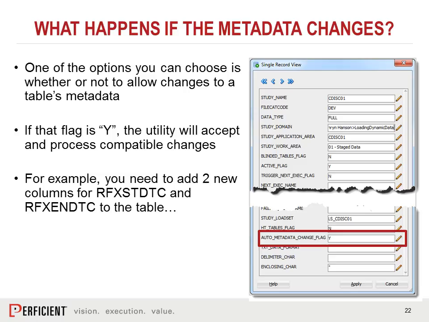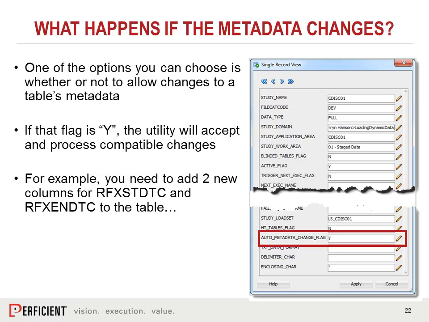So increasing the length of a column is compatible. Increasing the precision of a numeric is compatible. Adding columns is compatible. Things that are not compatible are things which have the potential to destroy data, such as removing columns, decreasing column length, those kinds of things. So if I set that auto metadata change flag to yes, and the system detects compatible changes.